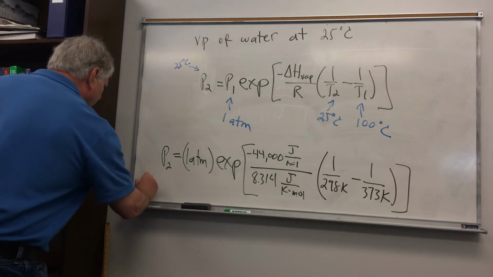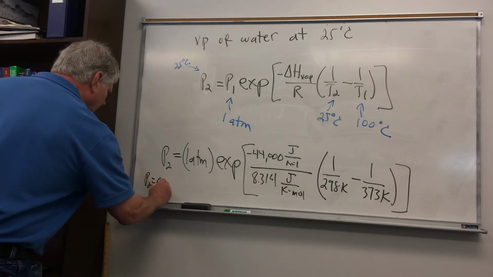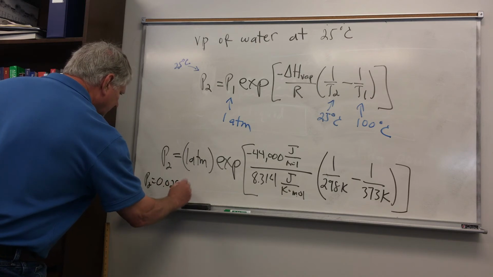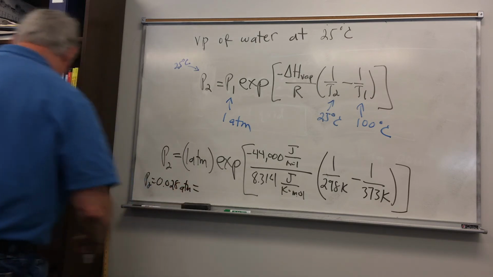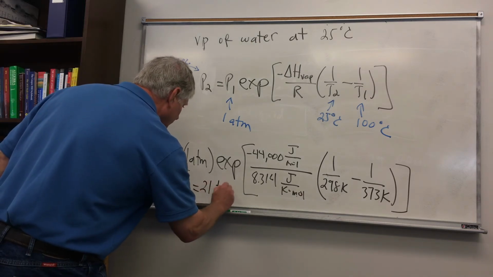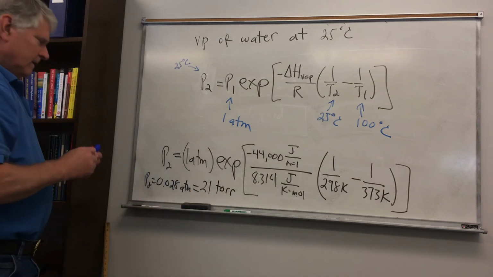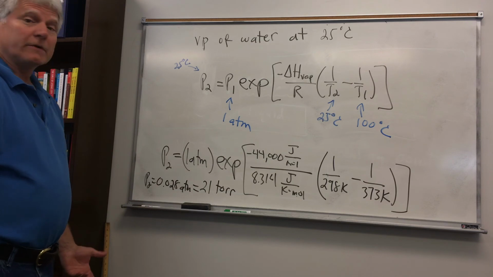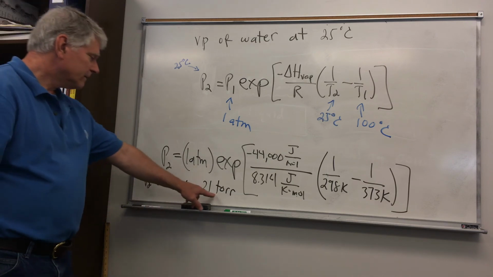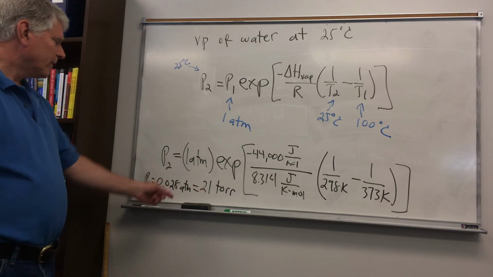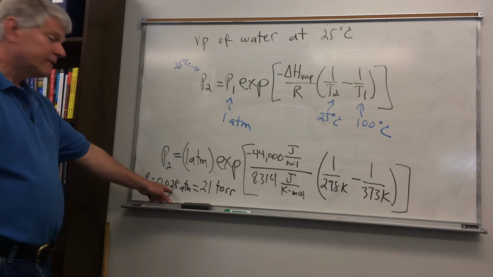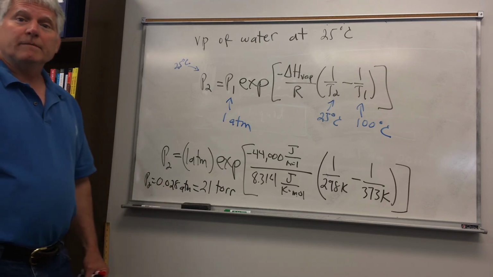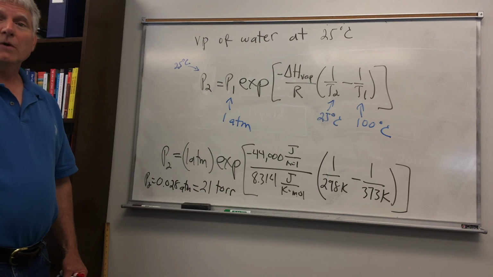So for P2, I get 0.028 atmospheres, or that's 21 torr. So the vapor pressure of water at room temperature, 25 degrees centigrade, is about 21 torr, or 0.028 atmospheres. So it's fairly small because water is held together by strong hydrogen bonds.